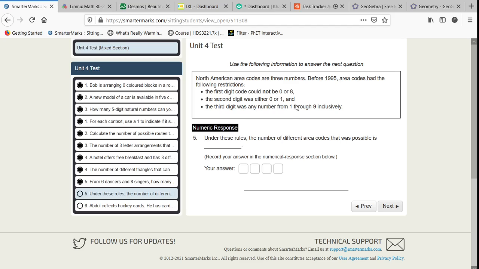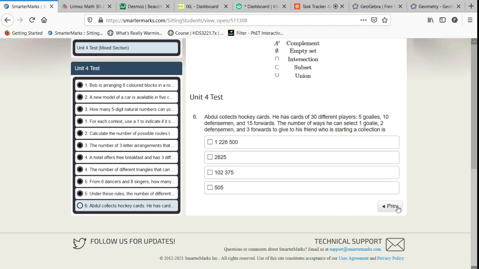Yes, it is the fundamental counting principle. How many choices do we have for the first digit? 8. How many for the second? 2. And how many for the third? 9. So 8 times 2 times 9 is 144. You're doing these with the questions, this feels so good.